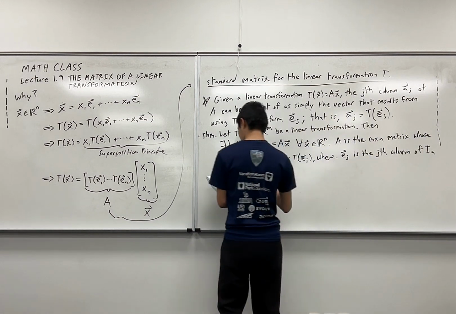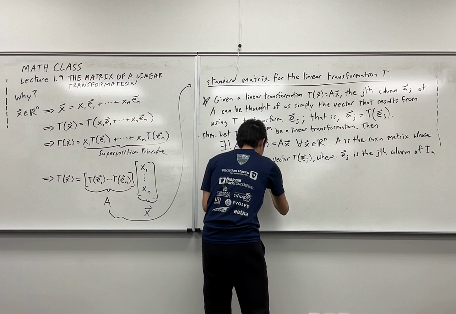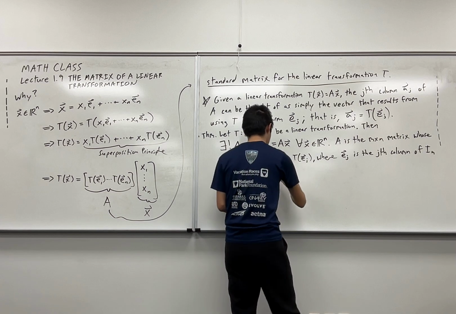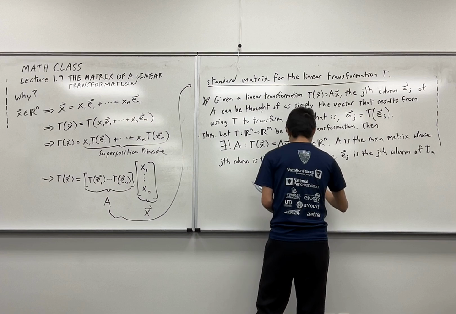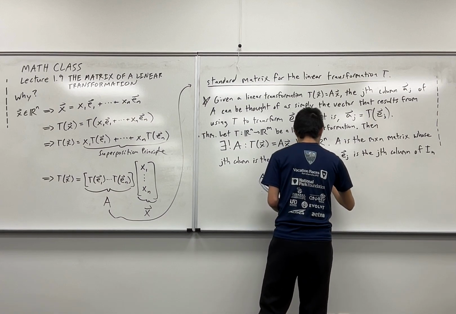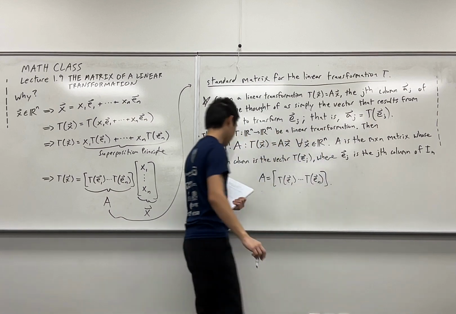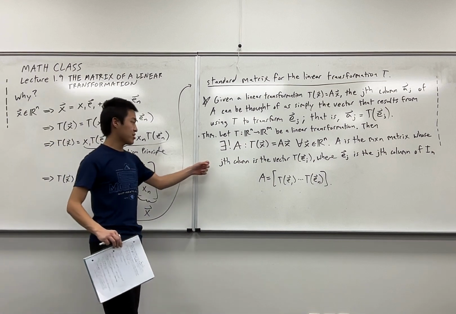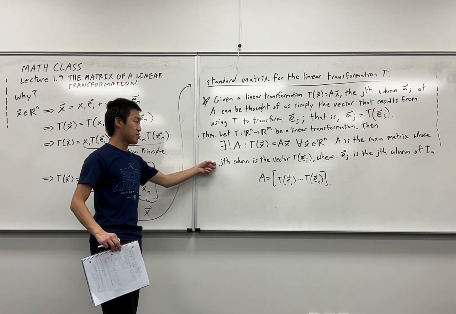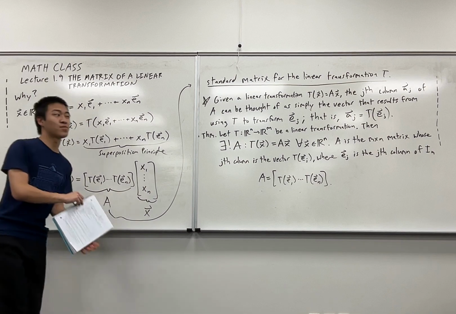So that means I can say A is the matrix T(E1) through T(En). Okay. And I'm going to actually explain this a little bit more because I'm realizing now that might not make 100% sense right away.